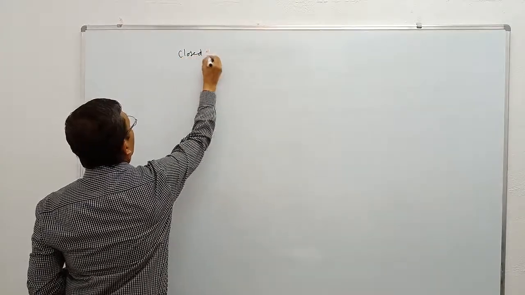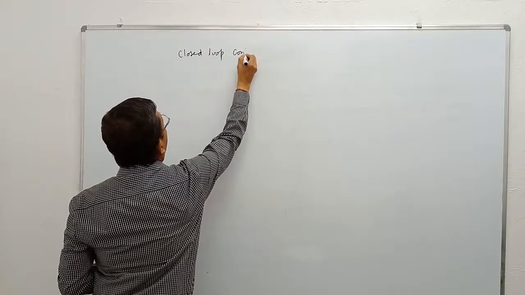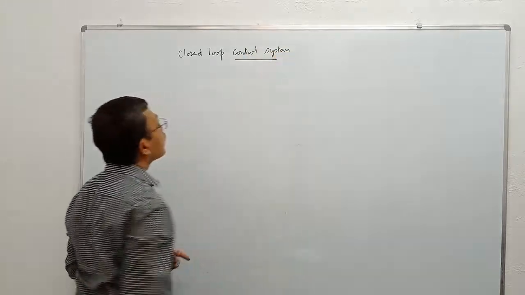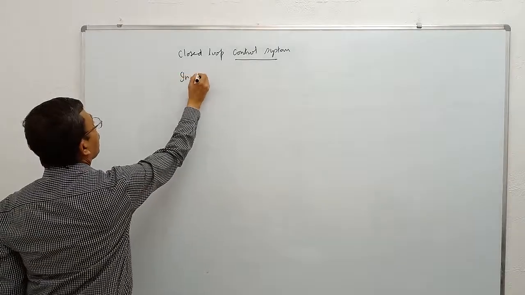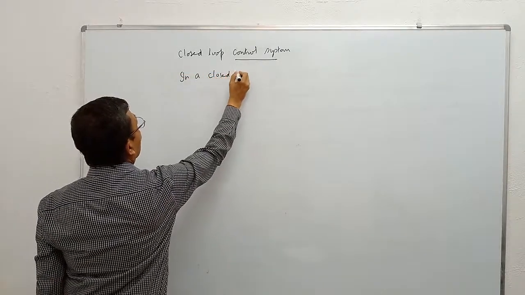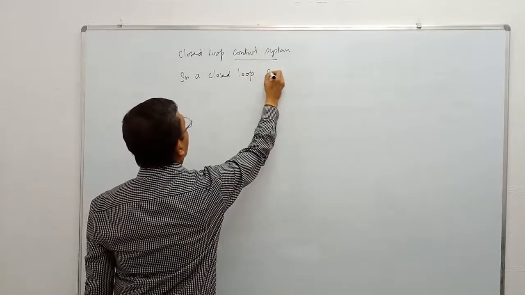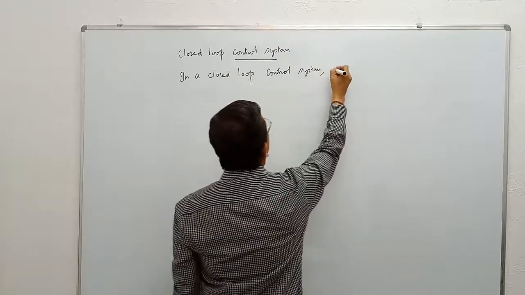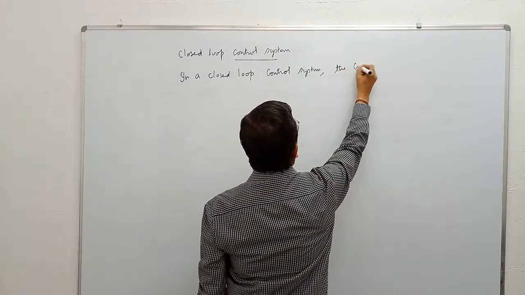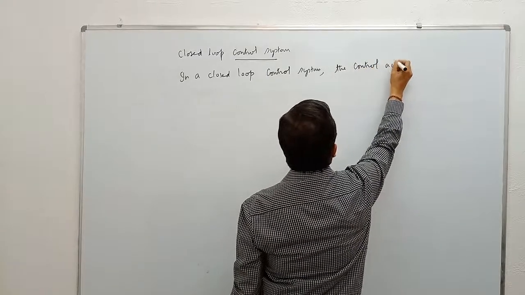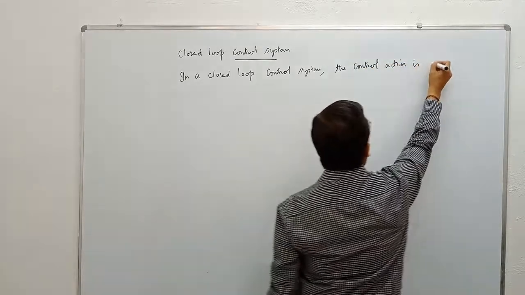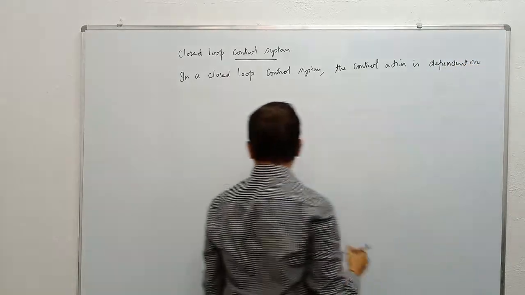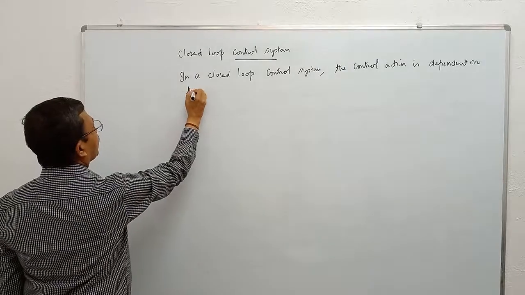Closed loop control system. In a closed loop control system, the control action is dependent on the system output.